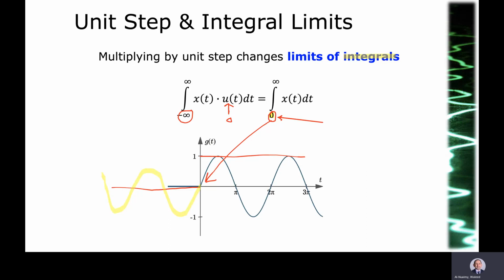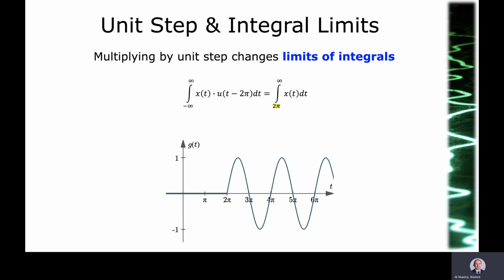So here, I'm multiplying x of t by a shifted, a translated unit step, a unit step that only starts at t equals 2 pi. So we have a unit step that looks like this. And for anything before t equals 2 pi, it's equal to 0. So when you multiply the two, that allows me to replace this limit with 2 pi, because 2 pi is the first instant in time when my signal is non-zero. And that's really helpful.